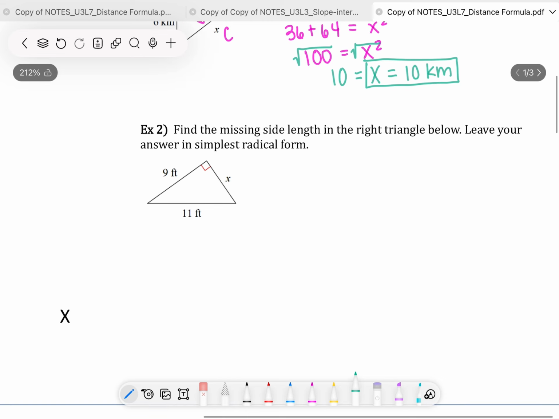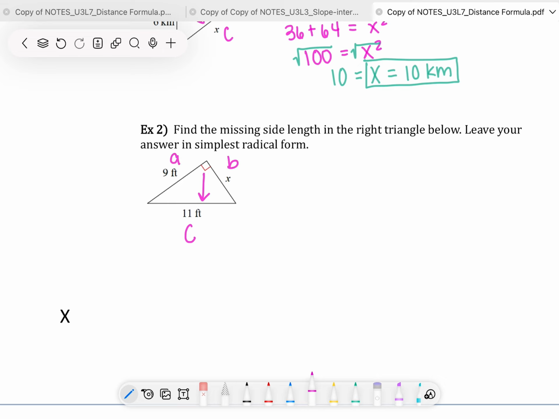Find the missing side length in the right triangle below. Leave your answer in simplest radical form. So taking a look here, again, let's look at the hypotenuse first. So across from the right angle, we have C, which is our hypotenuse. And then A and B are either of the other two. Again, it doesn't matter which one is which, as long as you have A and B as the legs. Now let's substitute everything in. So we have A squared plus B squared equals C squared.